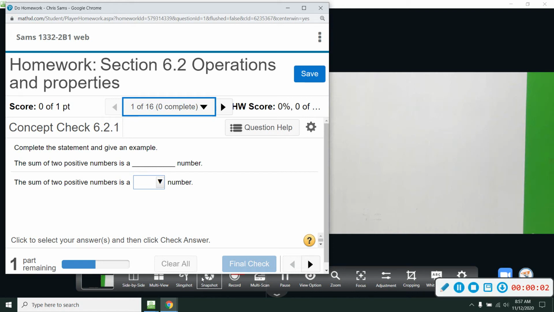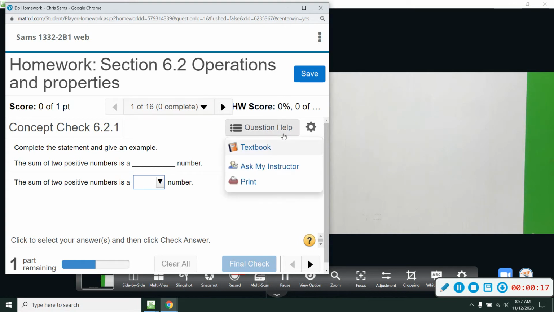All right, number 1 in 6.2, we're doing operations and properties. So these are pretty much going over order of operations with real numbers. And the first few problems are just some definitions and terms. So you can find those if you go to the text, but I'm just going to go through it with you.